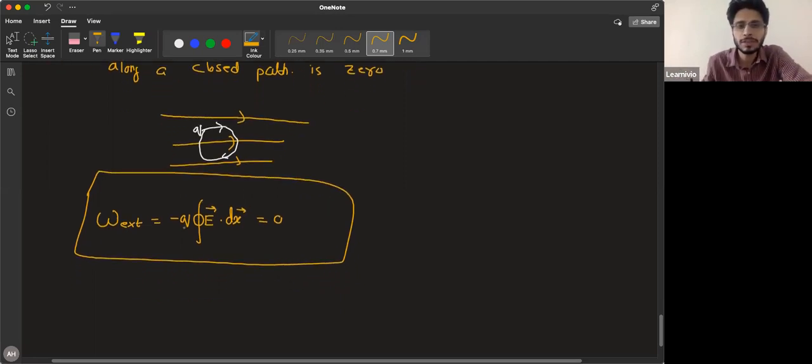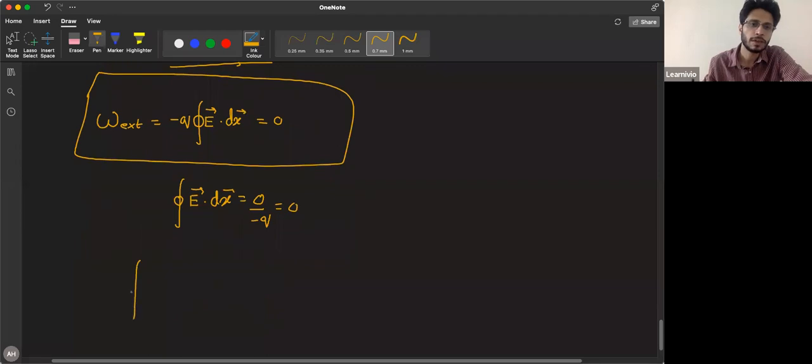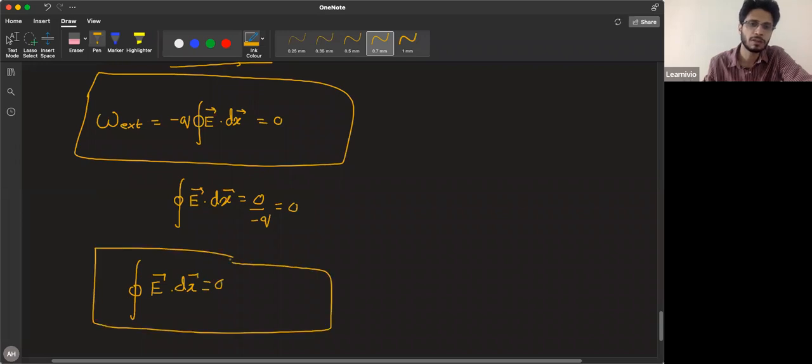Now I can take this minus Q to the right hand side. If I take this minus Q to the right hand side, I get the closed integral of E dot dx is equal to 0 by minus Q, so that is equal to 0. So what I get is this expression, closed integral of E dot dx is equal to 0. Is this E dot dx the expression of work done?